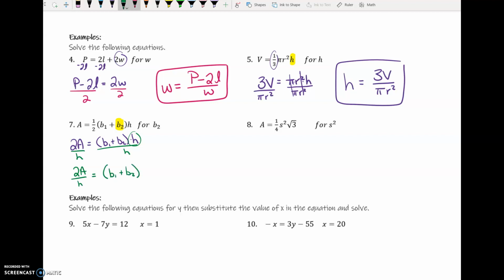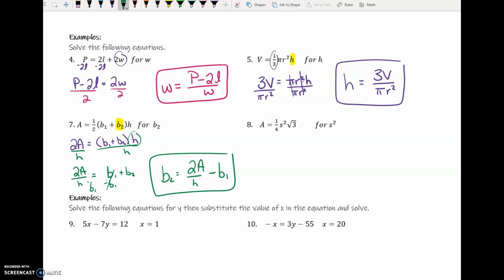At this point, that b1 plus b2 are by themselves, so we no longer need the parentheses, which is nice, that we can take those parentheses out. Oops, I erased too much. That is a b1. We want b2 by itself, so we subtract b1 on both sides, and our final answer is b2 equals 2a over h minus b1.